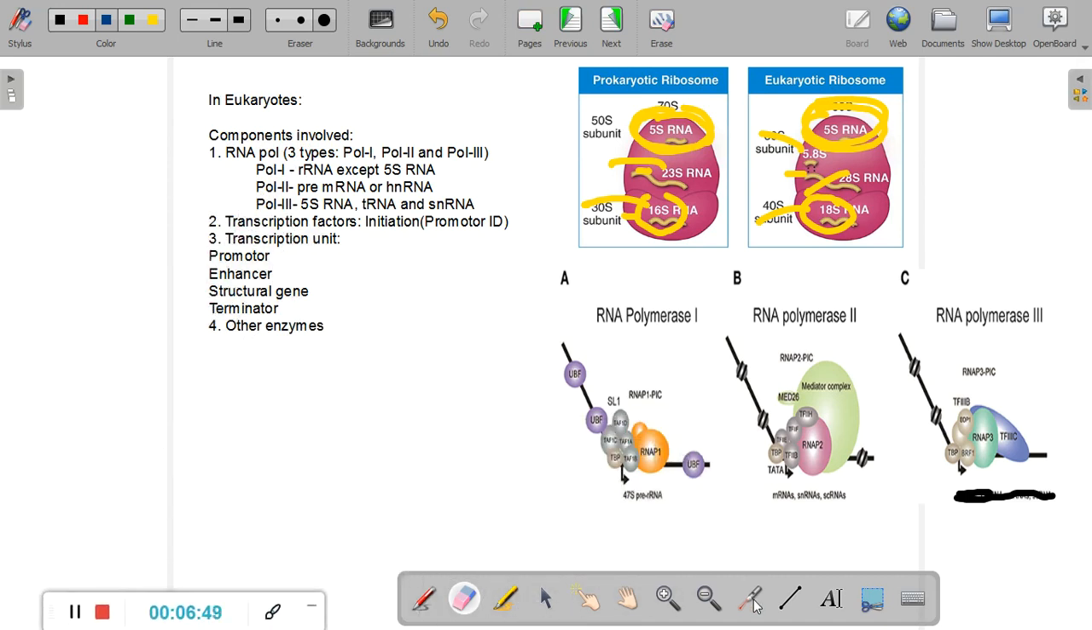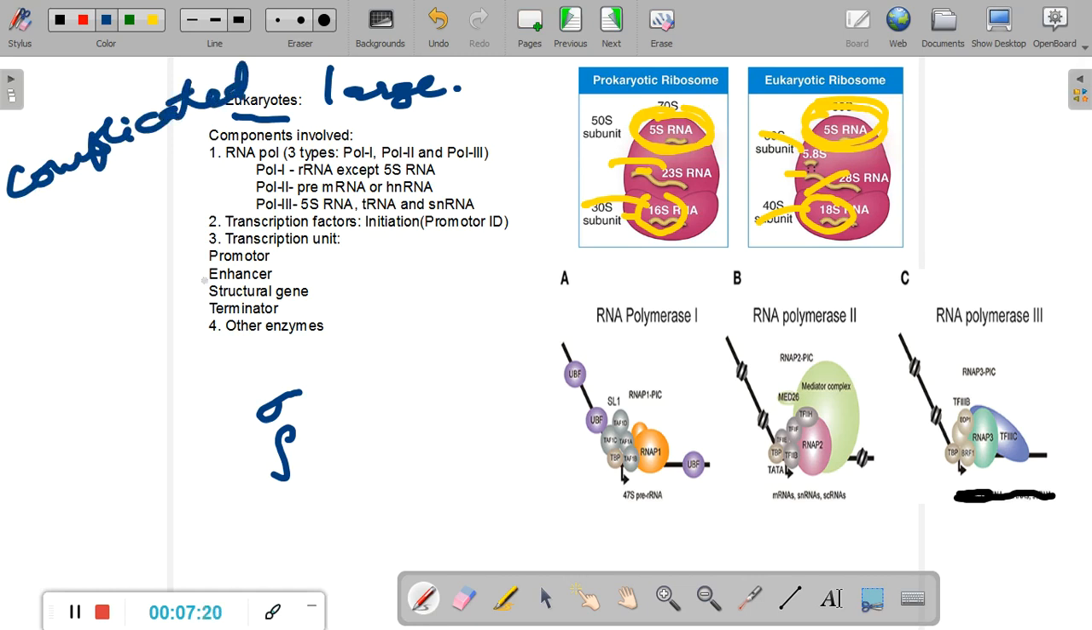Now, what are the other components that are involved? The second component is known as transcription factors. What are these transcription factors? Now, if you recall the prokaryotic transcription process, only two major proteins were involved, the sigma factor and the rho factor. But in case of eukaryotes, a large number of proteins are involved. You must bear in mind that the eukaryotic transcription process is far more complicated than the prokaryotic transcription process.